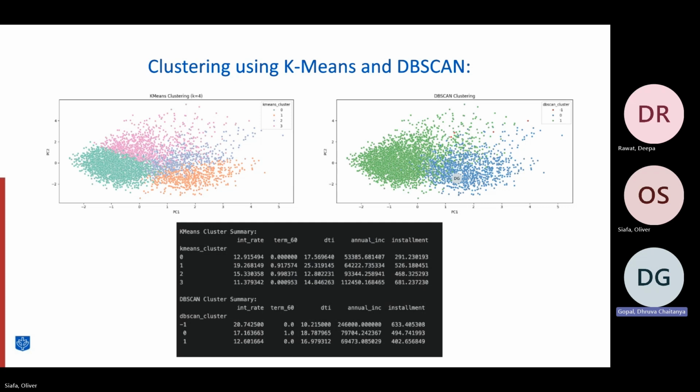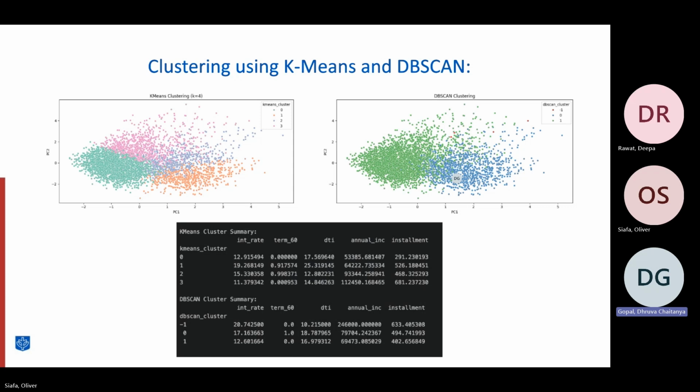So this formed well separated borrower groups, which can later be used for enriched insights. Basically, we can see that cluster one represents high risk borrowers. That means high interest, high DTI, and long term loans, while cluster three includes low risk, high income borrowers with low interest rates and short loan terms.